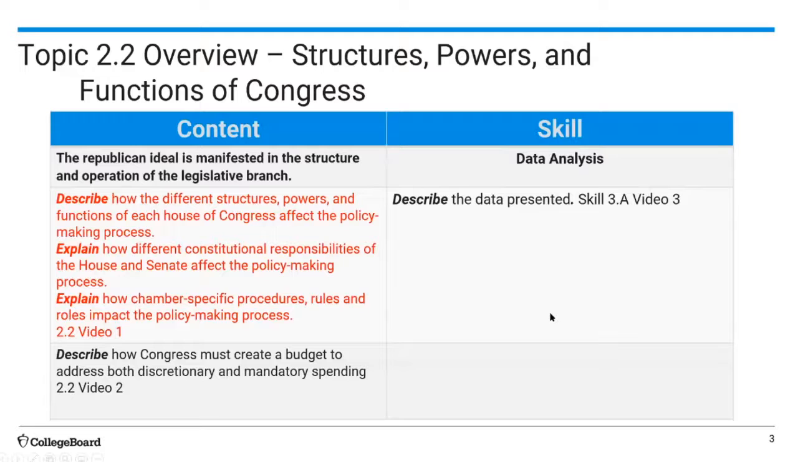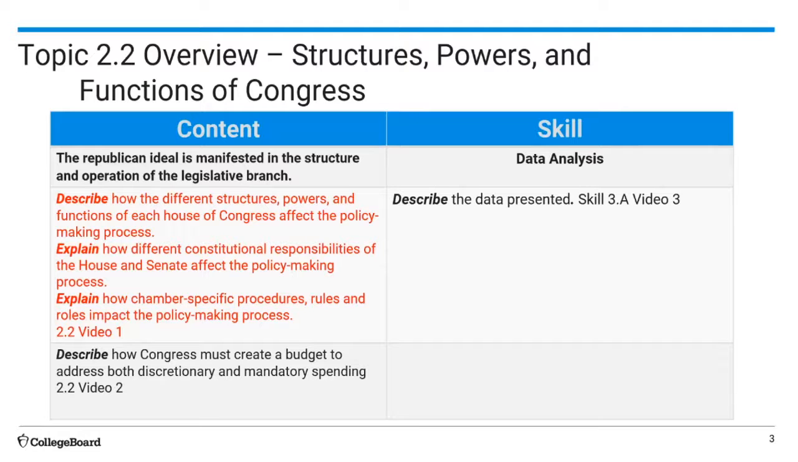So in terms of content, we are going to be describing and explaining the different structures, powers, and functions of each house, and the constitutional responsibilities. We want to be able to explain those, and then also explain how chamber-specific rules, procedures, and roles also impact policy making.